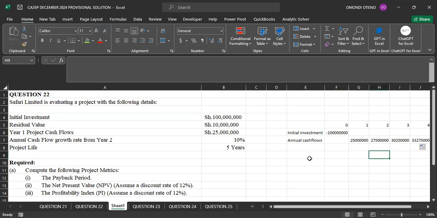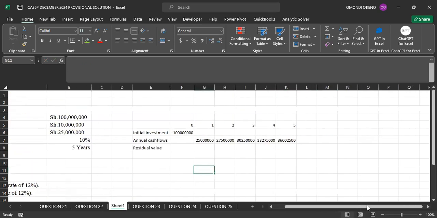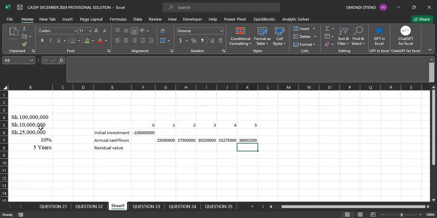Another component of terminal cash flow is the salvage value. Do we have the residual value or salvage value of this particular project? Yes, we are able to see we are given the residual value of 10 million. So we call it residual value. In some exams, you'll find them calling it salvage value. So salvage value of our project here is supposed to be received in the last year of the project, which is year 5, and the figure is 10 million.